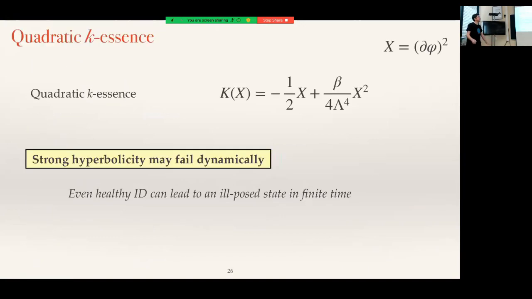So let me take a very simple model now. I will take quadratic K-essence, which is defined by this function K of X being the standard kinetic term, plus a first nonlinear interaction. And the statement is that if you evolve this, the strong hyperbolicity property will fail dynamically, generically. So even if you start with healthy initial data, it could happen that it can evolve into a ill-posed state in finite time that is not necessarily hidden under a horizon, like inside a black hole.